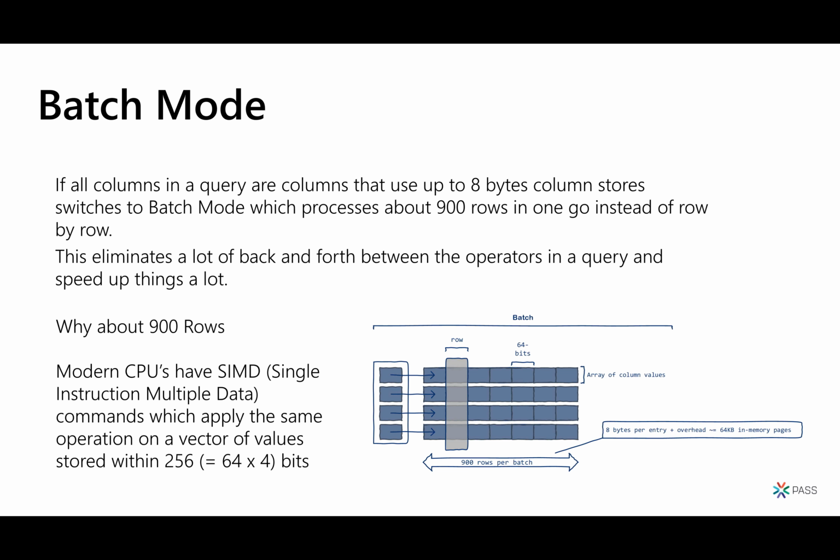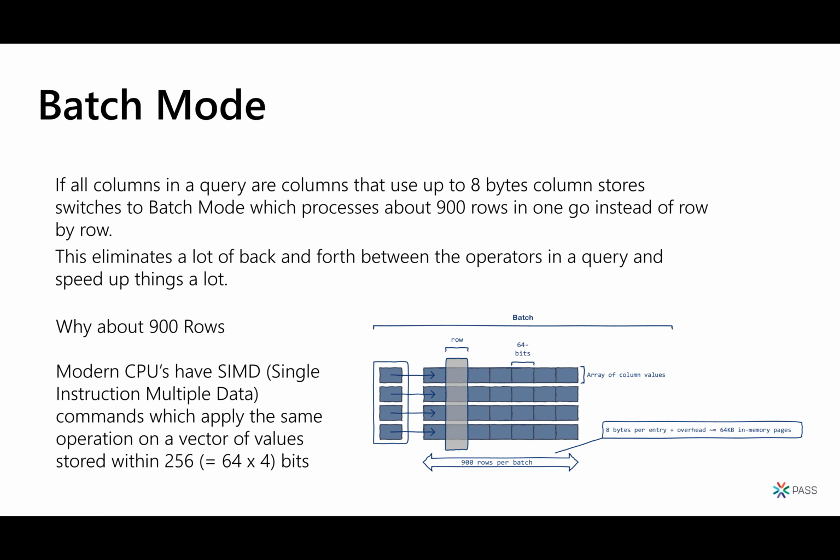And the 900 rows are, if you take about 64 kilobytes of memory, which is a memory page that they use for column store to deal with, and you have 8 bytes per entry plus overhead, that gives you about 900 rows, roughly. The metadata that they need to store with it then gives you about 900 rows for 64 kilobytes at 64 bits times 4 at the same time.